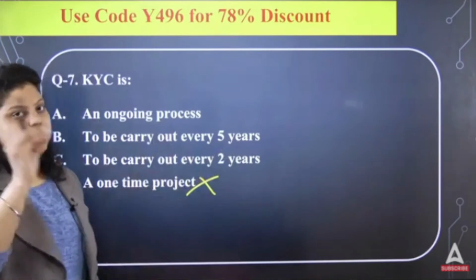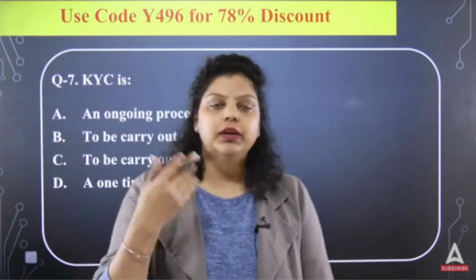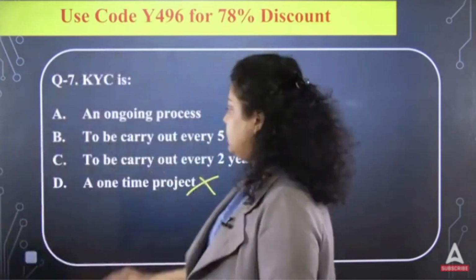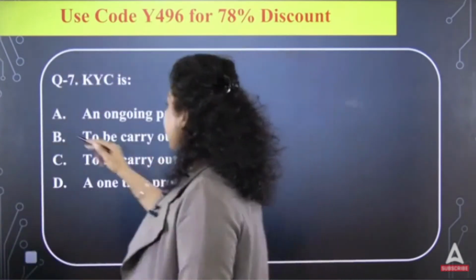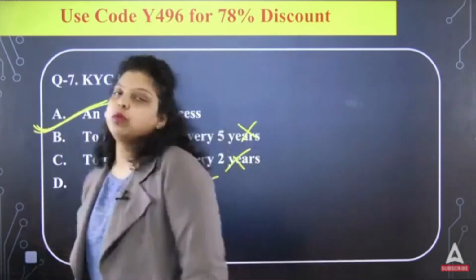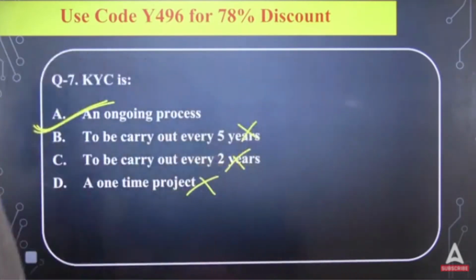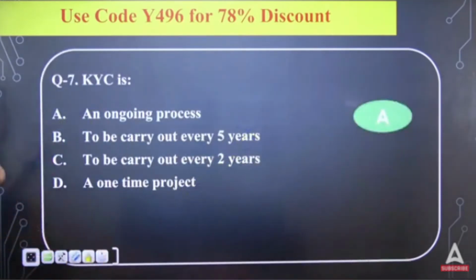So you can't say 2 years or 5 years, because for a high risk customer it is 2 years, for a medium risk customer it is 8 years, and for a low risk customer it is 5 years. So this will not be true. The right answer will be it is an ongoing process. What is KYC? KYC is an ongoing process that has to be complied with by the bank every time. So the right answer will be your A option.